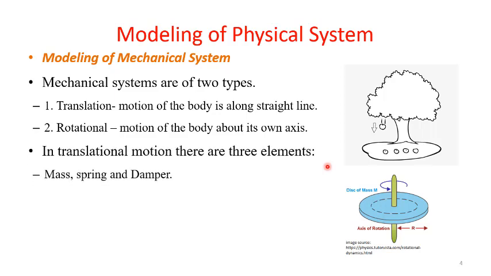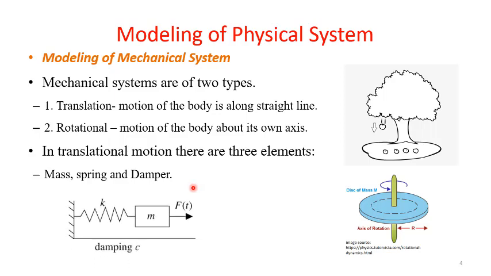Further, to go into detail, first we'll go with the very fundamental one, the translation motion. Under translation motion, there are three elements: mass, spring and damper. To make you convinced, we will draw a block diagram of a mass, spring and damper, or as it is very familiar, a mass, damper and spring element.